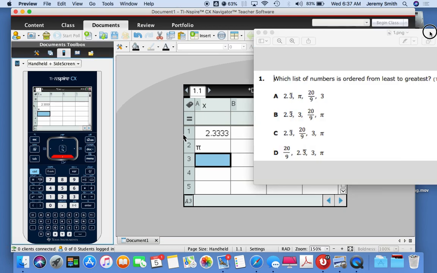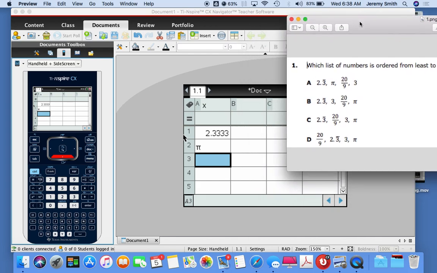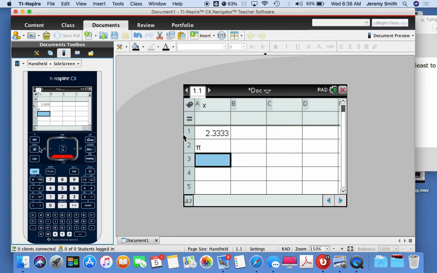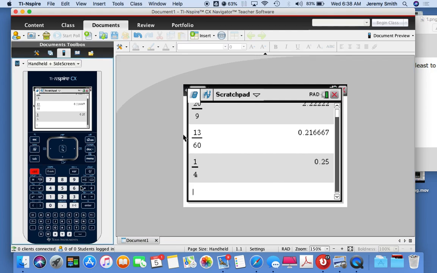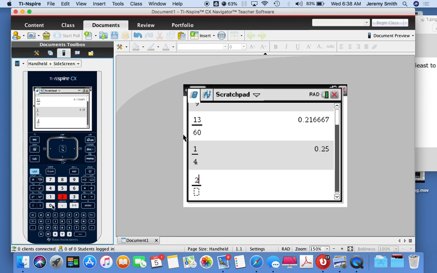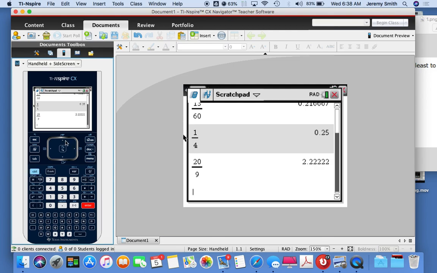Now remember, 20 divided by 9. We will need to put this in a calculator to convert it to a decimal. We always want to turn those fractions into decimals. So let's turn that fraction to a decimal. I'm going to press this button right here. All you have to do is press control division, 20 divided by 9, control enter, and it copies it.